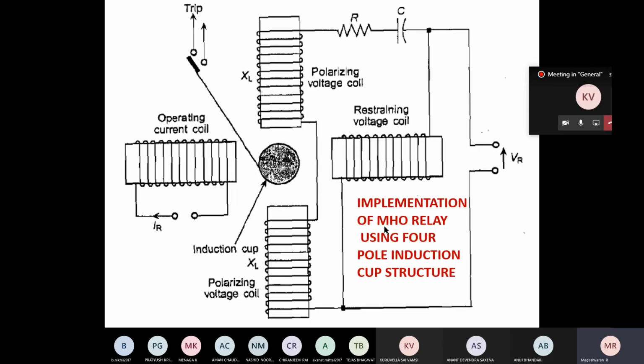Here also, since we are having a directional unit, we are following the same implementation as the reactance relay structure. So here the operating current coil and two polarizing voltage coils, all together act as a directional unit. Another restraining voltage coil is considered; the name itself makes it clear, restraining coil. So again here, what are the things we need? Only voltage from the potential transformer and current from the current transformer. That is enough.